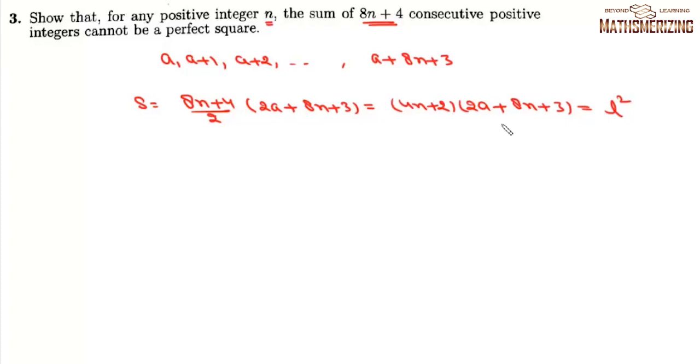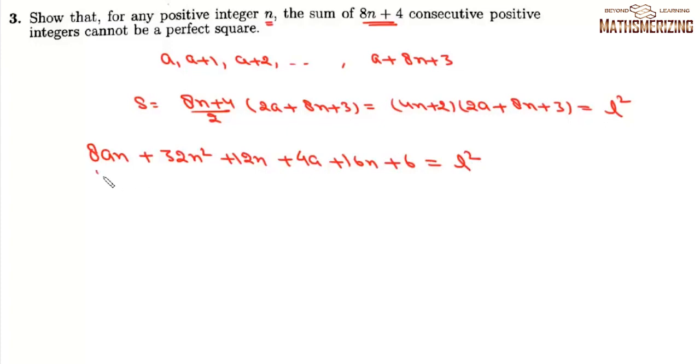Now suppose it is some perfect square of any integer, say L square. Now we simplify this left hand side, we can write 8an, 32n square, 12n, 4a plus 16n plus 6, and this is equal to L square.